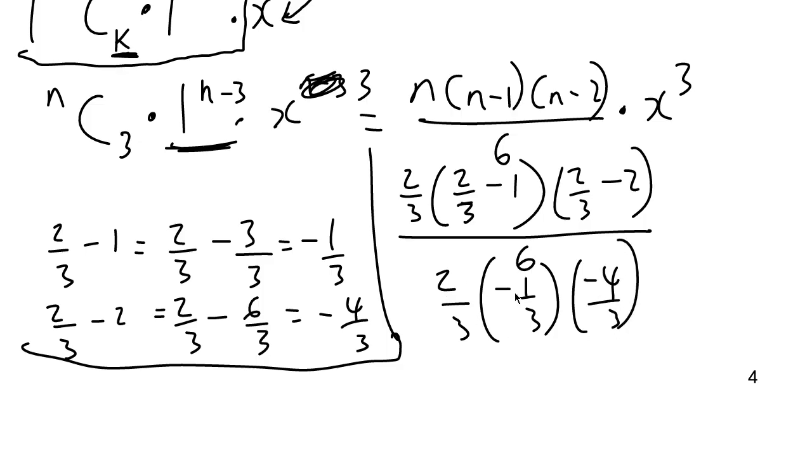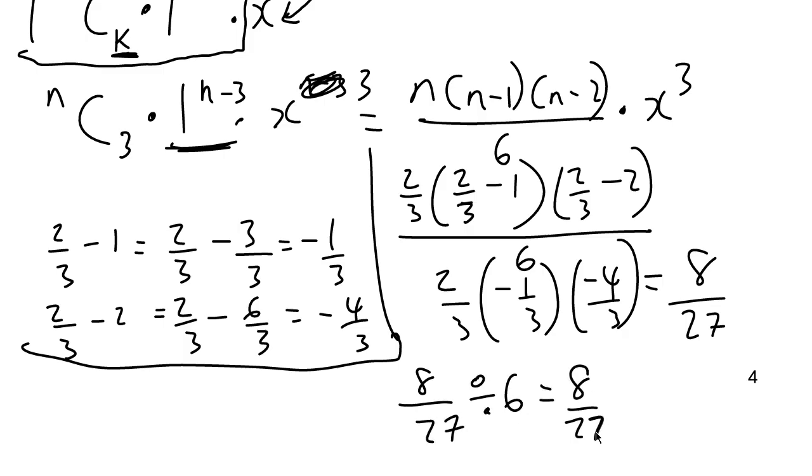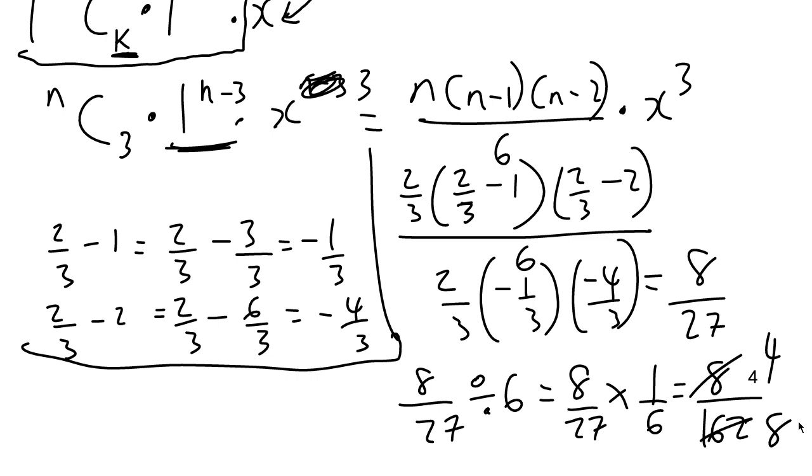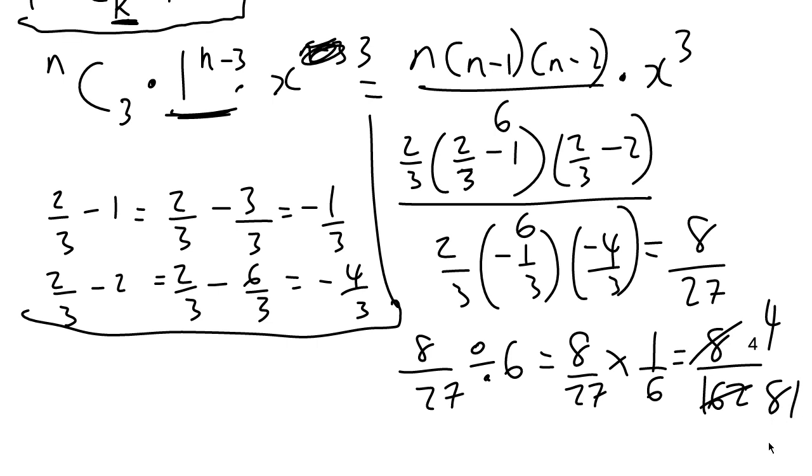And then on simplification, 2 times negative 1 is negative 2. Now negative 2 times negative 4 is positive 8. And then we have 8 all over 3 times 3 times 3, which is 27. Remember, we are dividing by 6. So 8 over 27 divided by 6 is the same as 8 over 27 times 1 over 6. And 27 times 6 is 162. Right, so that's 8 all over 162. And I think 2 can go here to give us 4, and 2 can go here to give us 81.